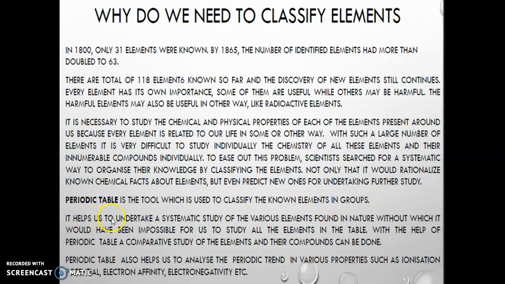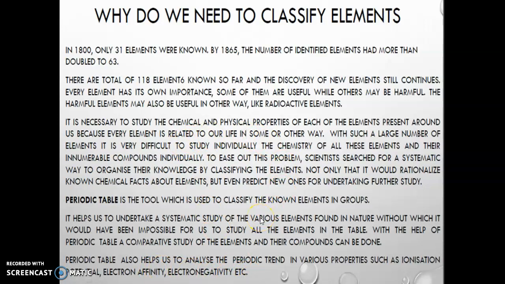It helps us to undertake a systematic study of the various elements found in nature, without which it would have been impossible for us to study all the elements. With the help of the periodic table, a comparative study of the elements and their compounds can be done. The periodic table also helps us to analyze the periodic trend in various properties such as ionization potential, electron affinity, electronegativities, etc.